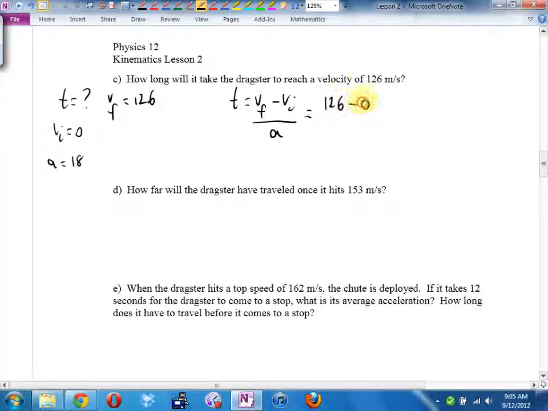126 minus 0 all over 18. 126 divided by 18, that's going to be the same as 63 divided by 9. 7. Why would I mark this wrong? So I would have to take a half mark off.